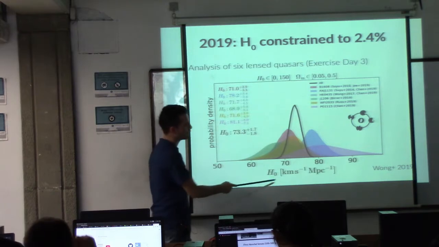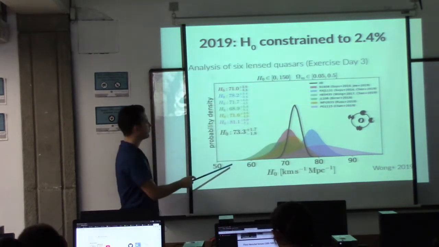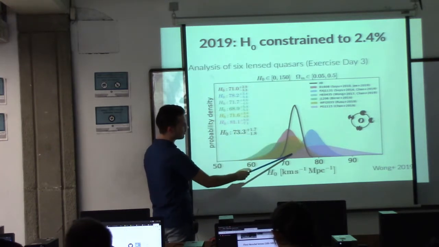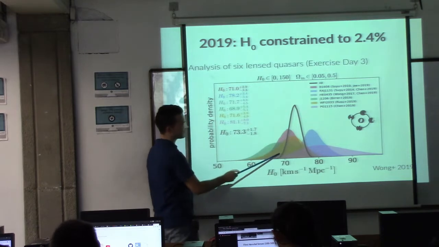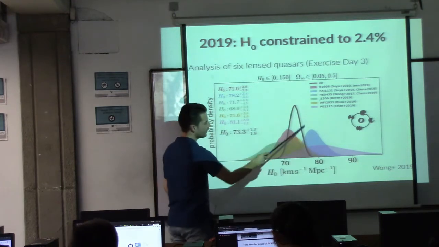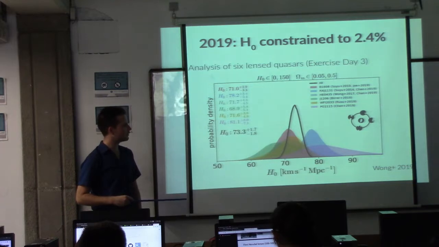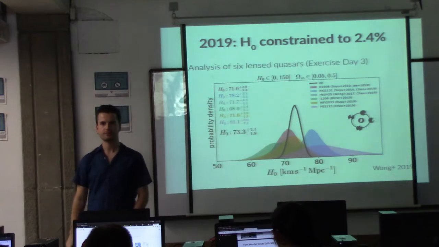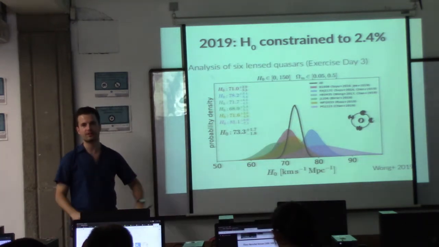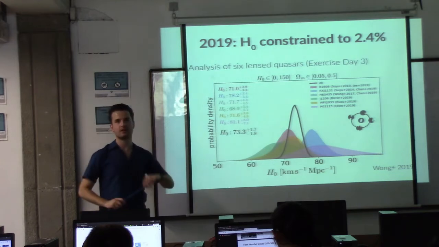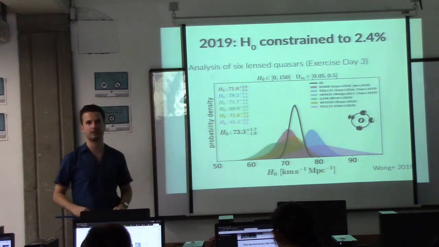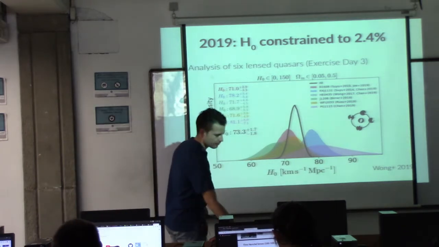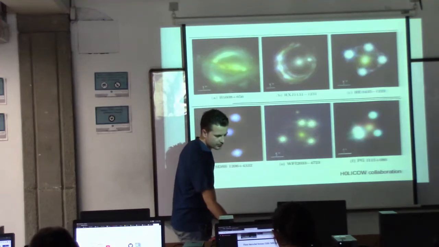So what you see here is from a paper from this year: the posteriors for H0 for all the six quasars. Some of them have very wide constraints, some of them have rather good constraints, and this is the joint probability function. And again, COSMOGRAIL is monitoring about 20 quasars. This is going to go up in precision very fast over the next few years. So these are the six quasars.